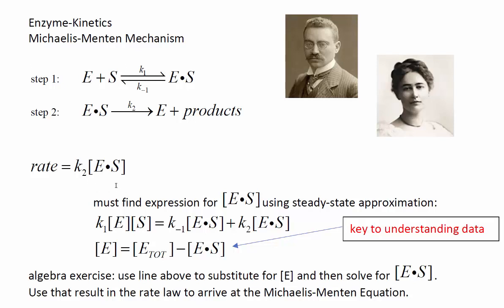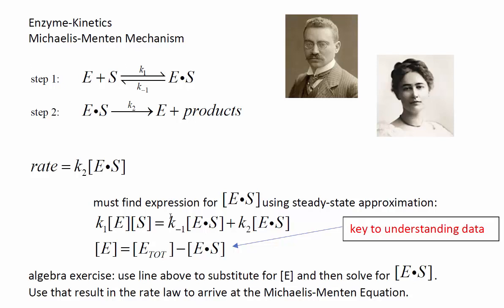Now the complex itself is an intermediate. It gets formed and gets used up during the process. Therefore, we can't use this rate law as it's presently written. It's merely the starting point of our derivation. What we need to do is find an expression for the enzyme substrate complex using the steady state approximation. We evoked this last time. We know that we can look at the rate of formation of this complex, and over time its rate has to be equal to 0.